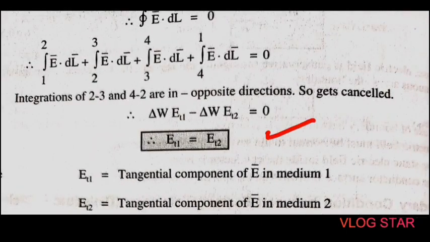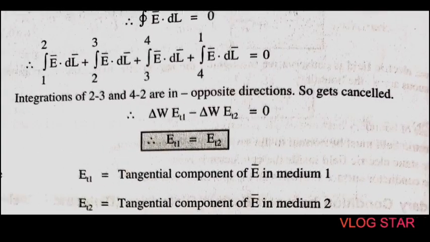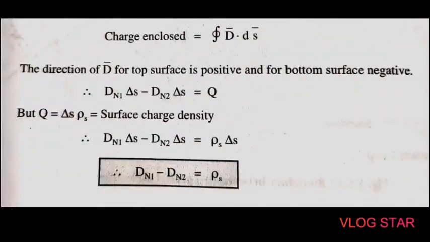So here the tangential component of electric field is continuous across the boundary. Okay, so here we can calculate the Et1 and Dt1 using this equation. This is Dt1 and this is Et1. Okay, then we can obtain the normal components.